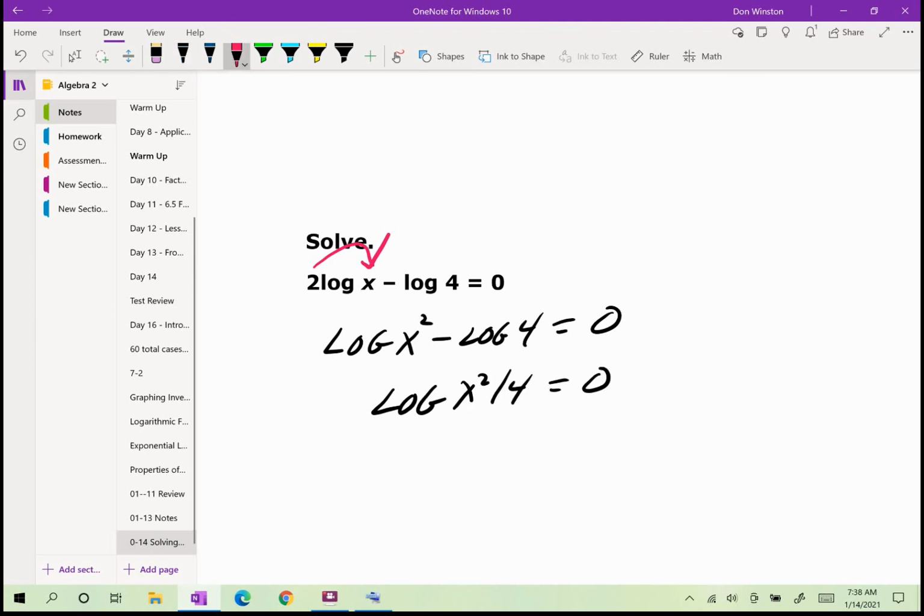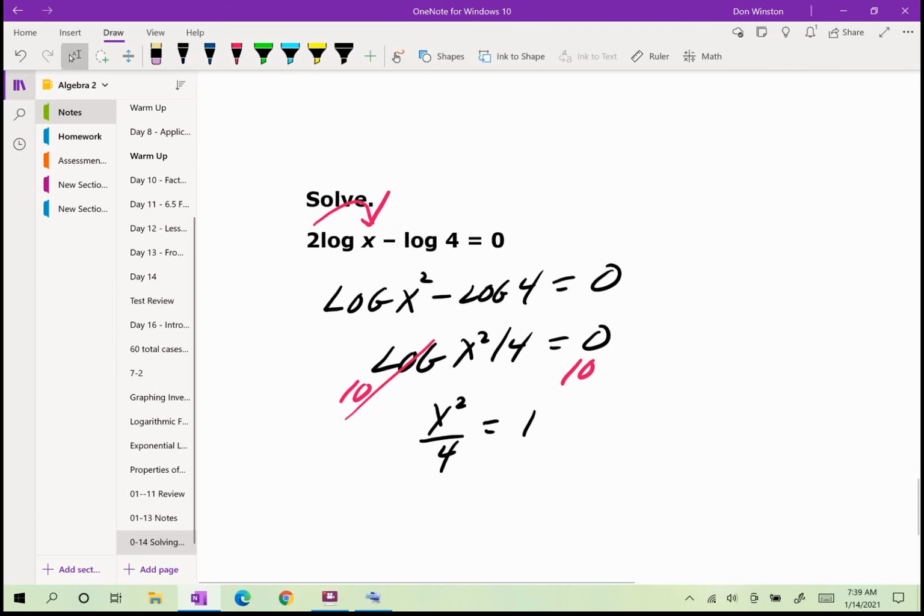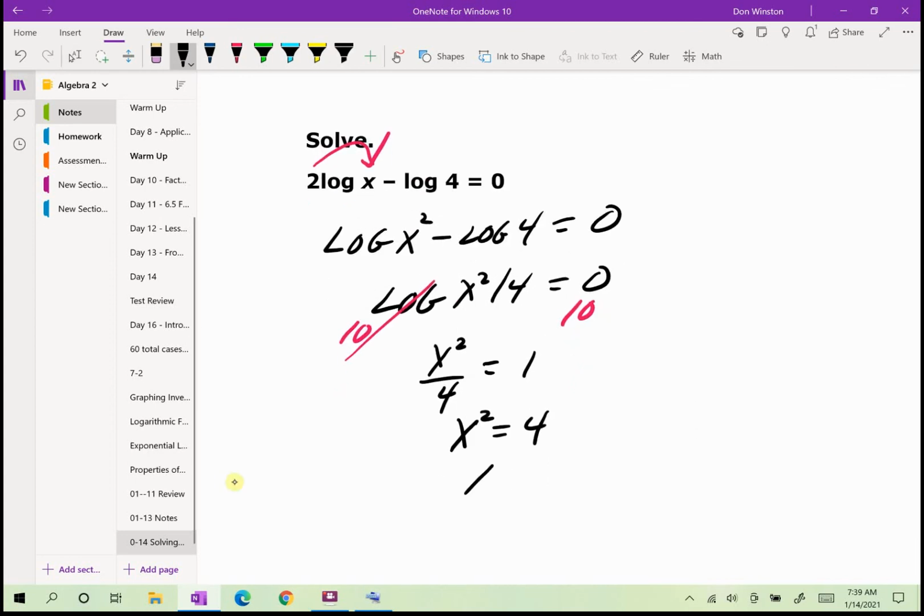I'm working with base 10. So 10 raised to that, 10 raised to 0. And now I have x squared over 4. 10 to the 0 is 1. Multiply both sides by 4. I get x squared equals 4, or x equals plus or minus 2, or negative 2.